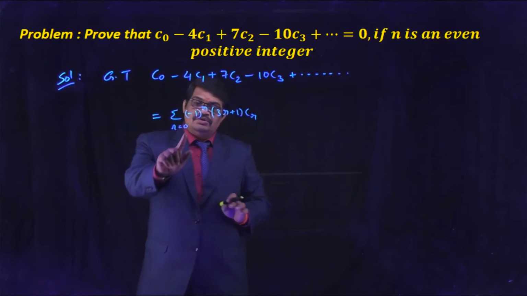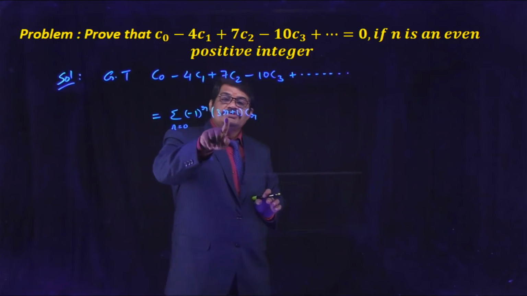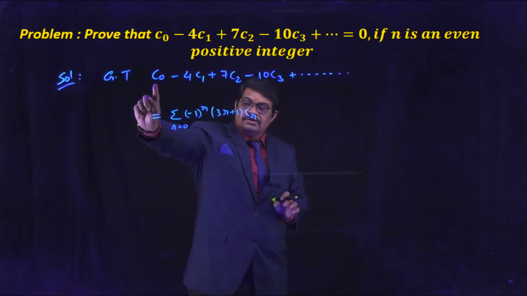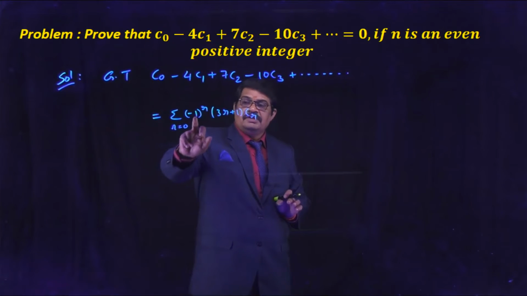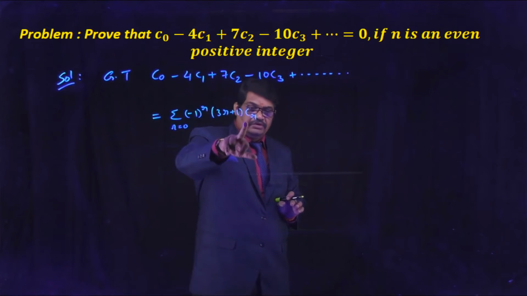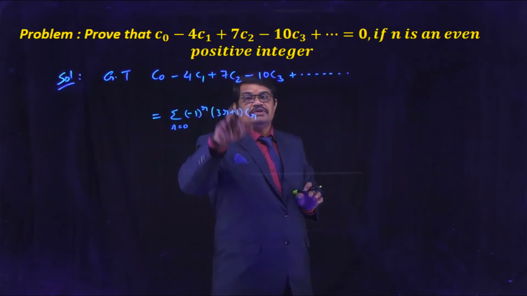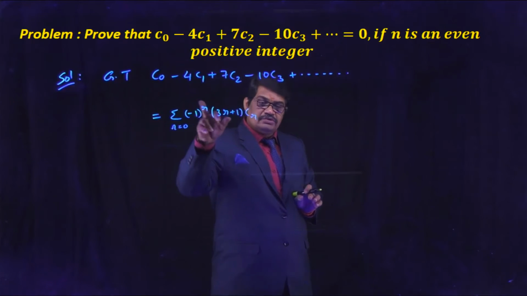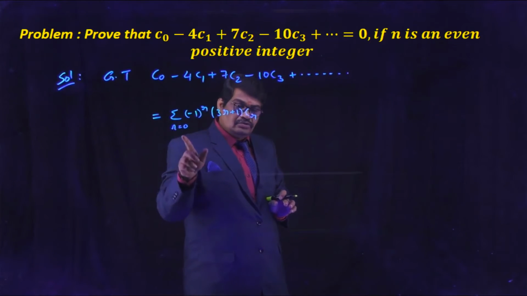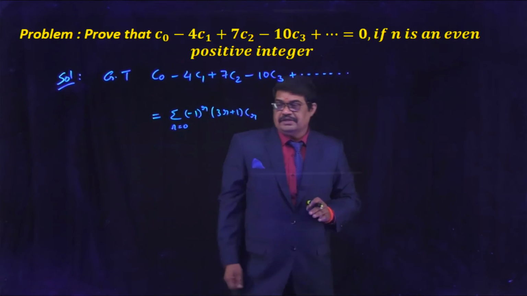If we take r equal to 0, then minus 1 to the power of 0 is 1, and 3 into 0, 0 plus 1 into C0 gives the first term. If r is equal to 1, then we get minus, 3 into 1, 3 plus 1, that is 4 C1. If r is equal to 2, then 2 into 3, 6 plus 1, that is 7 C2. Here minus 1 whole square is plus. So these are the terms we get for r equal to 0, 1, 2, 3 and so on. This is the notation of the given series.